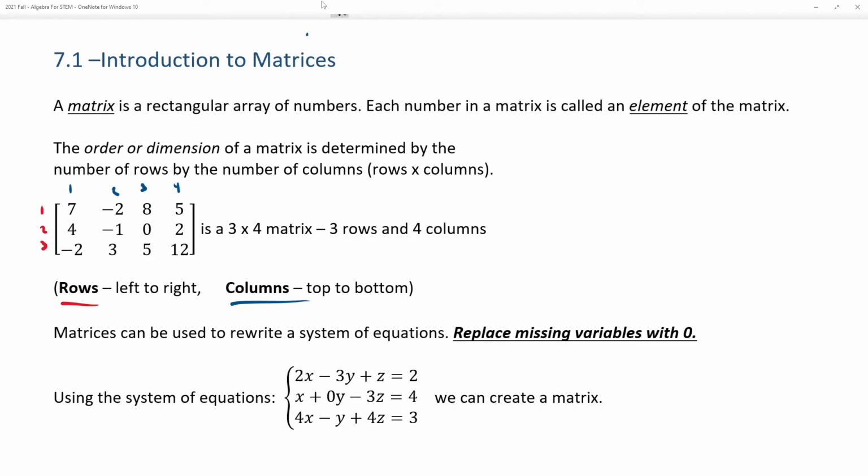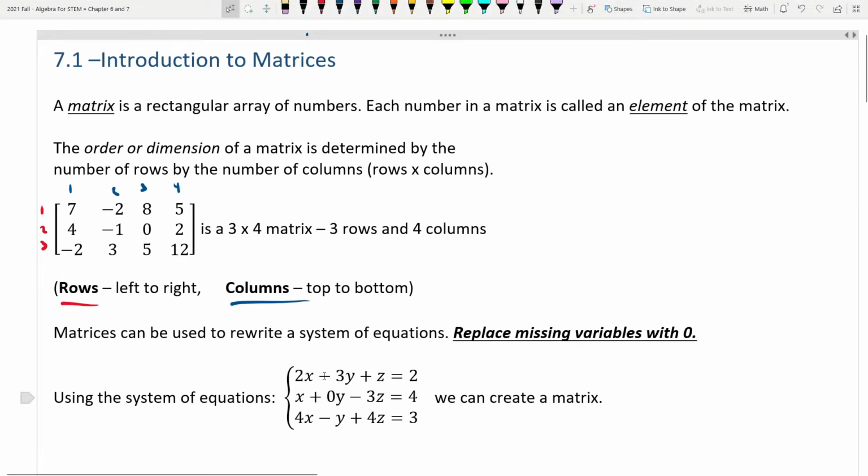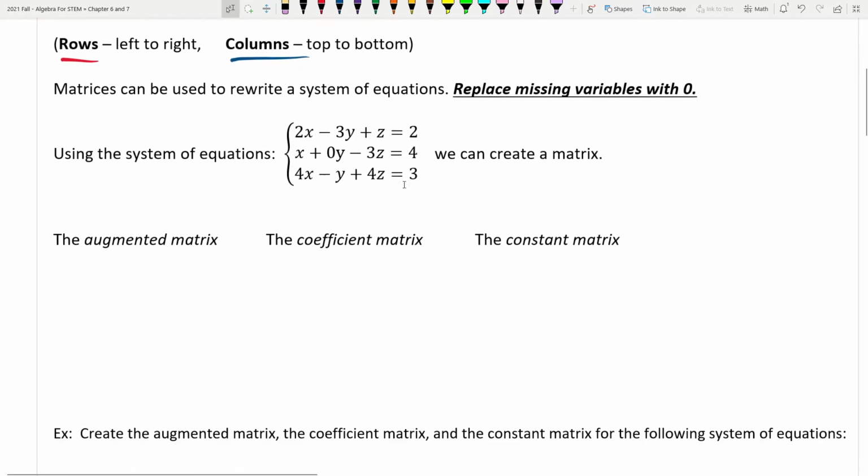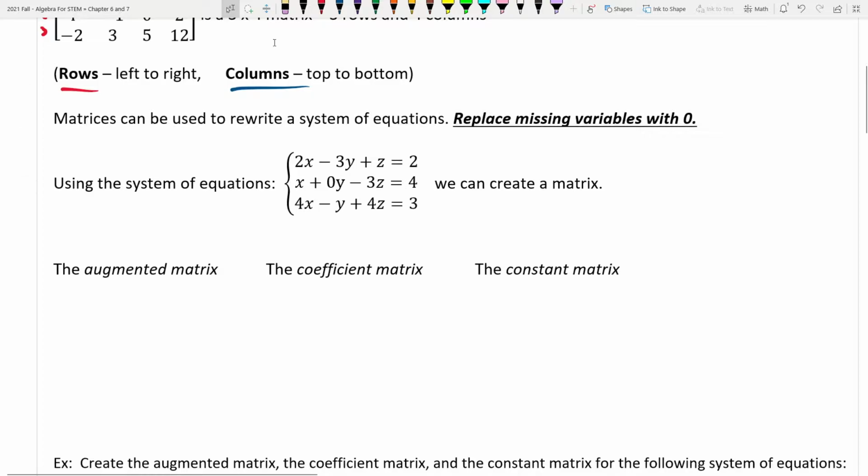We can use matrices to help solve systems of equations. So here we have a system of equations. We have 2x minus 3y plus z equals 2, 4x minus y plus 4z equals 3. And from this we can create a few matrices. The first matrix is called the augmented matrix, and this contains all of the coefficients of the variables as well as the constants on the right.